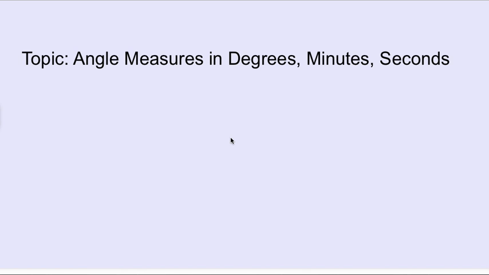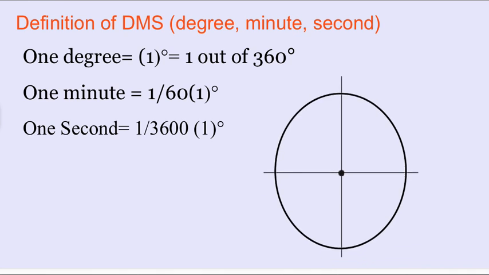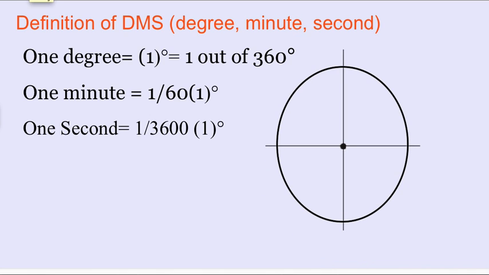This video focuses on angle measures in degrees, minutes, and seconds. So the definition of degrees, minutes, seconds is 1 degree is 1 out of 360 of a full circle. 1 minute is 1/60th of 1 degree, and 1 second is 1/3,600th of 1 degree. Why we sometimes use these is to get more precise than 1 degree. So it's going to be very, very, very small. Like, let's say this is 1 degree, you can split that up into finer and finer measurements.